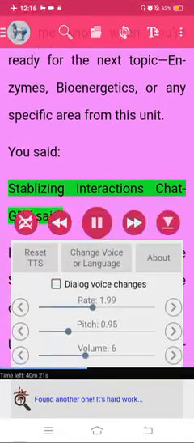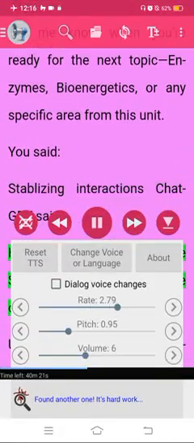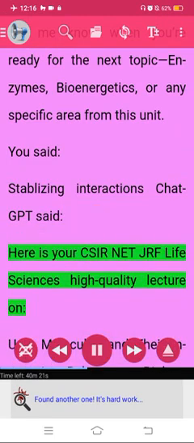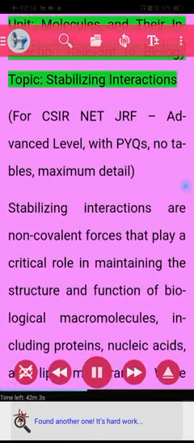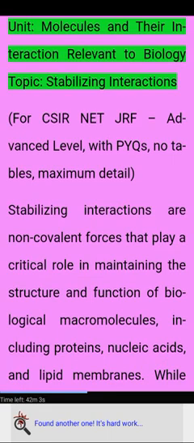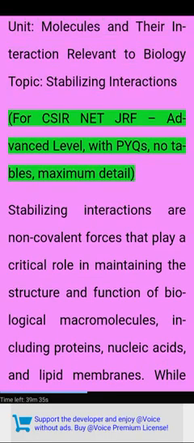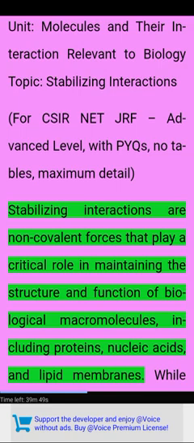Stabilizing interactions. ChatGPT said: Here is your CSIR NET JRF Life Sciences high quality lecture on Unit: Molecules and Interaction Relevant to Biology, Topic: Stabilizing Interactions. For CSIR NET JRF, advanced level, with PYQs, no tables, maximum detail.